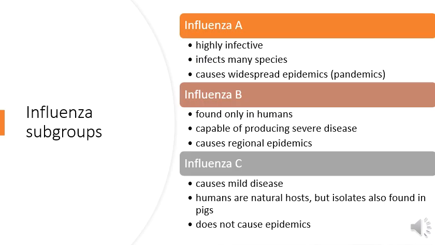The third type of influenza virus is influenza C, which is a mild type of infection, and it mostly affects humans, but in some situations it has also been observed causing infection in pigs. This type of virus does not have the capability to cause severe infections, so there are fewer chances of epidemics with influenza C.